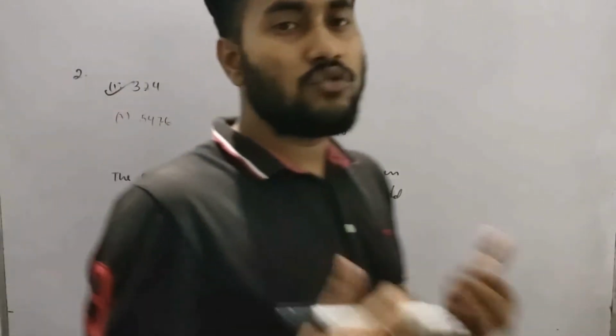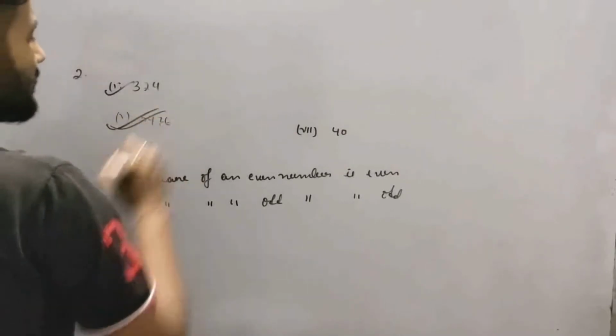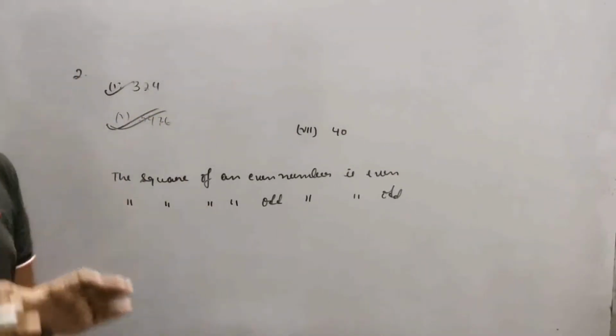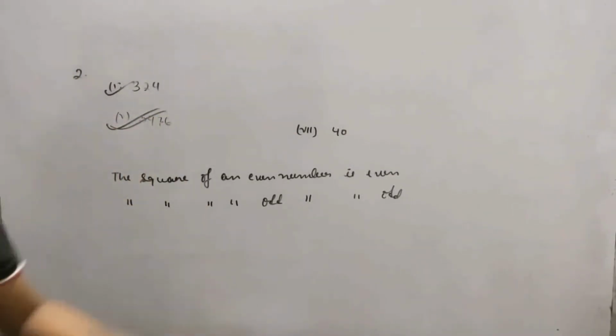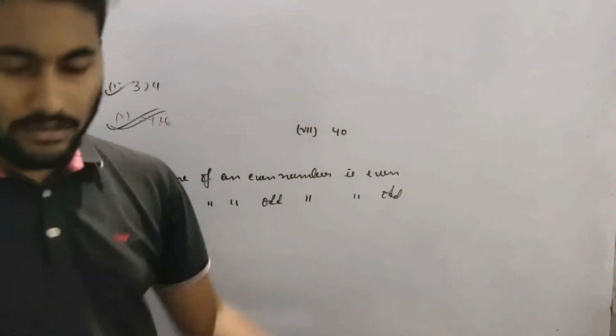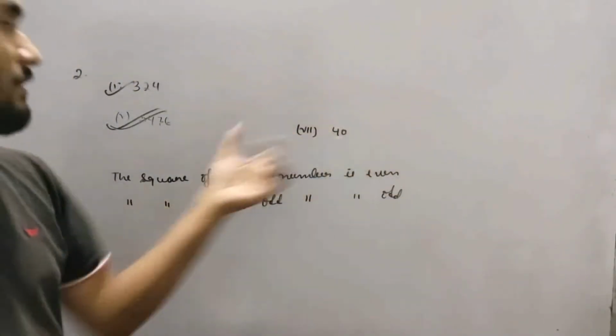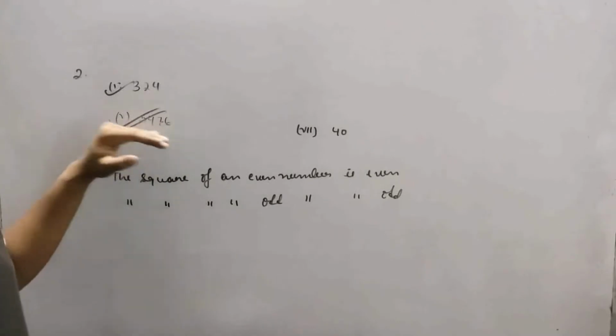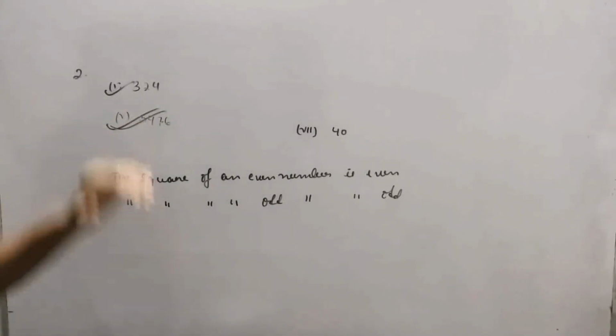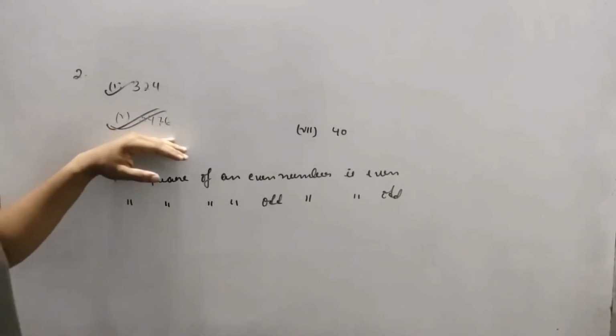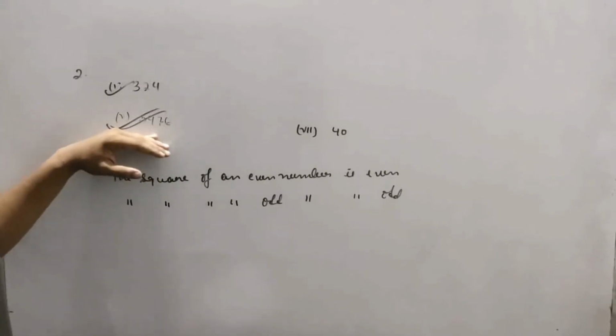5 4 7 6 is whose square? You can find if you want. 5 4 7 6 is also a perfect square. Using the prime factorization method, you can find. This is definitely a perfect square. I am not going to find this one because otherwise it will waste our time, but it is definitely a perfect square.